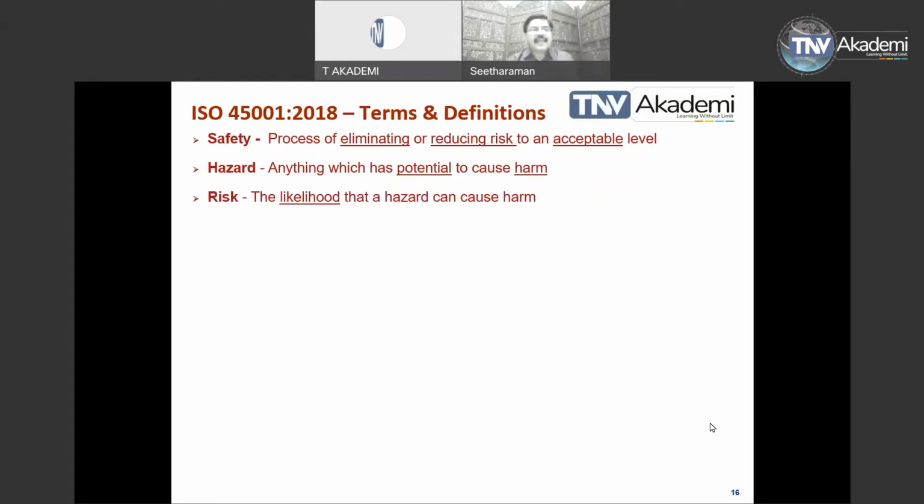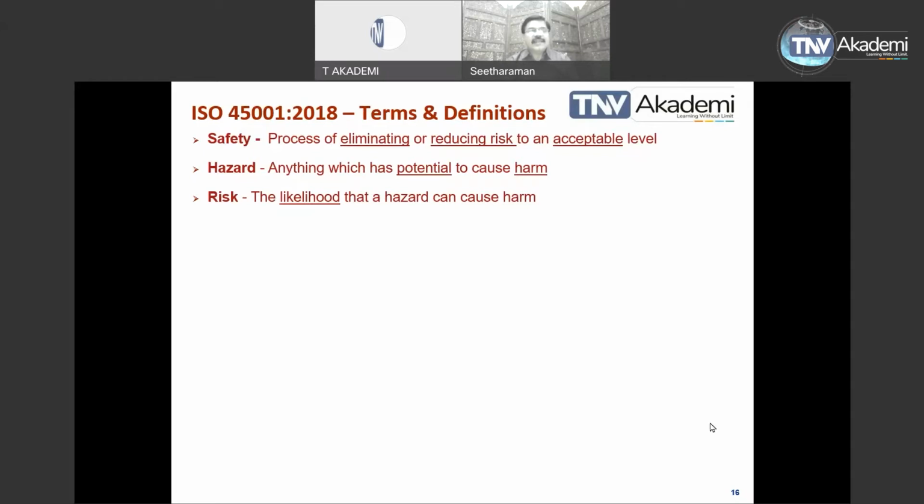Now the risk is the likelihood of that hazard causing harm. So the electricity or the live wire, if somebody comes in contact with it, he will be electrocuted. So there are two scenarios here. One wire is coming from the top, which is live, and the other, there is an extension board in the floor, which is also not properly closed, and there is a live wire coming out of it.